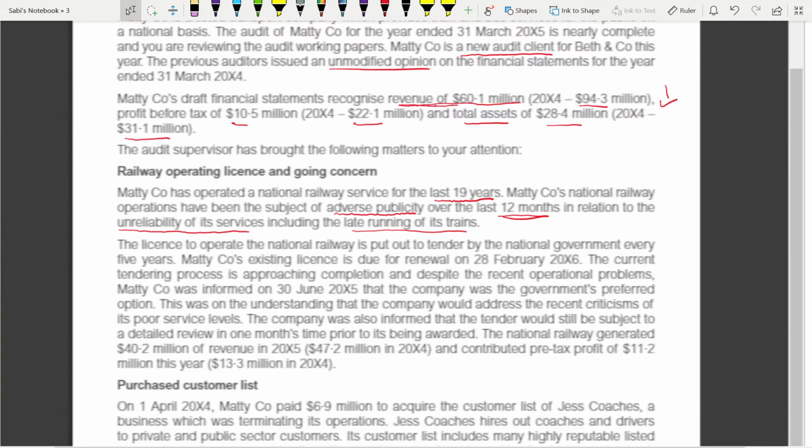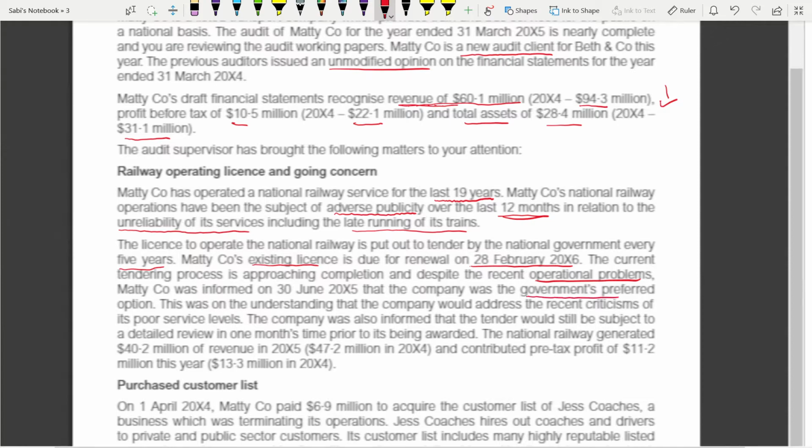Next, the license to operate the national railway is put out to tender by the national government every 5 years. They have been operating for the last 19 years, but after every 5 years the tender will be put out by the national government. So MATI company's existing license is due for renewal on 28 Feb 2006. The current tendering process is approaching completion, and despite the recent operational problems, MATI company was informed on 30th June 2005 that the company was the government's preferred option. This was on the understanding that the company would address the recent criticisms of its poor service levels. That means the government is going to favor MATI company over the other companies.